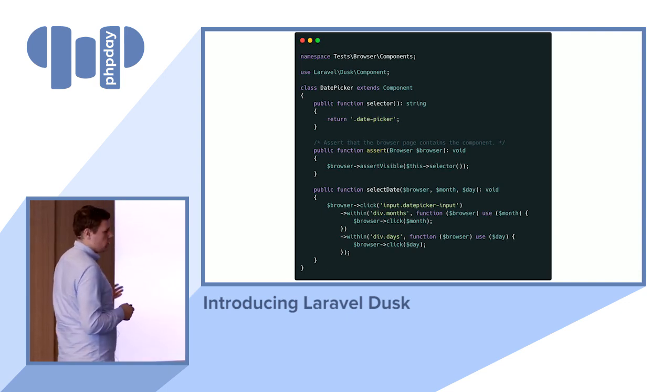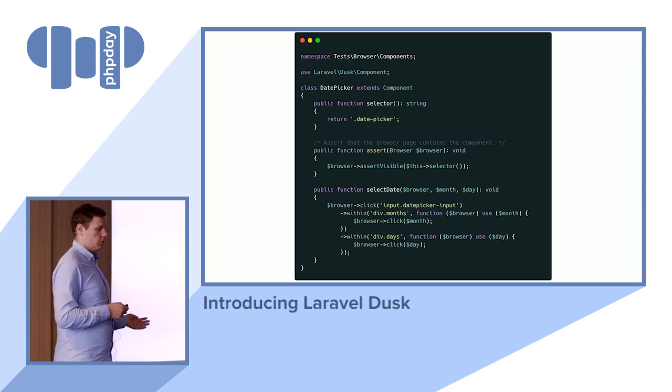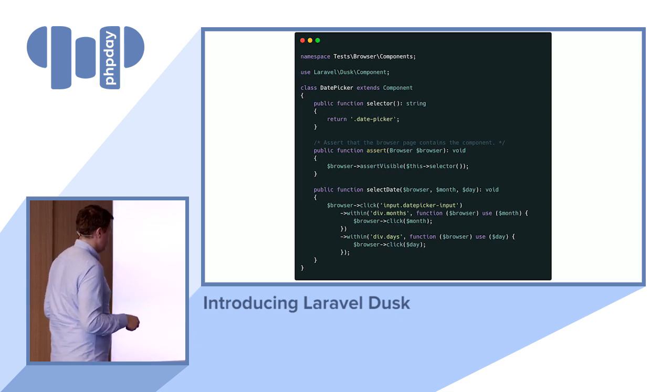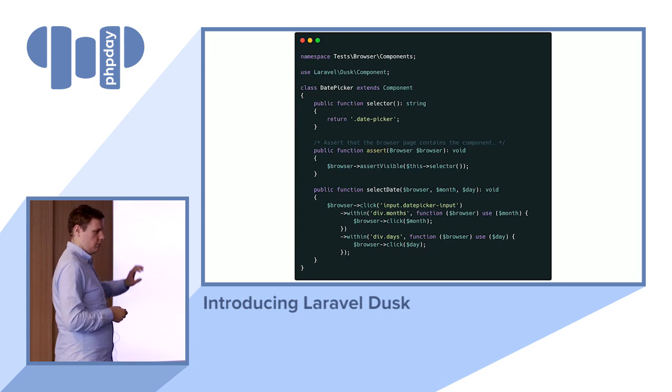But you can also reuse that multiple times on a certain page. So in this case, I added a method selectDate, and you can pass in a month and a day, and then it will perform those actions for us. So this is basically testing if your date picker is performing correctly.